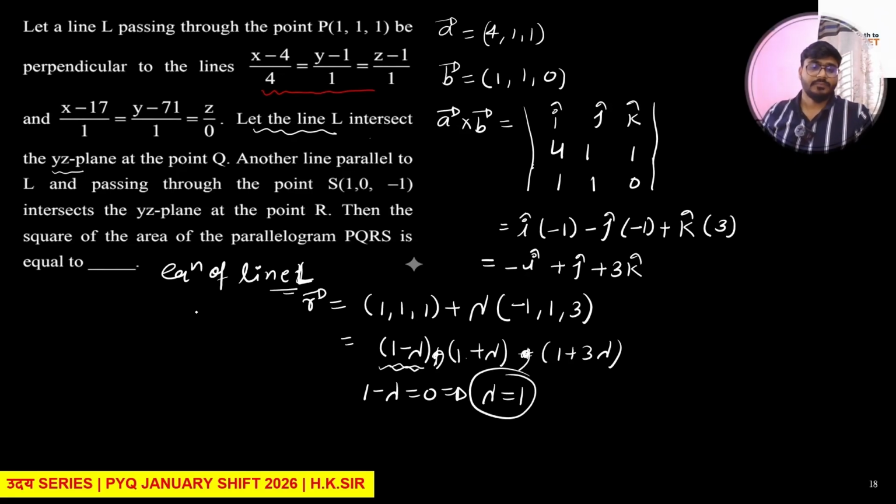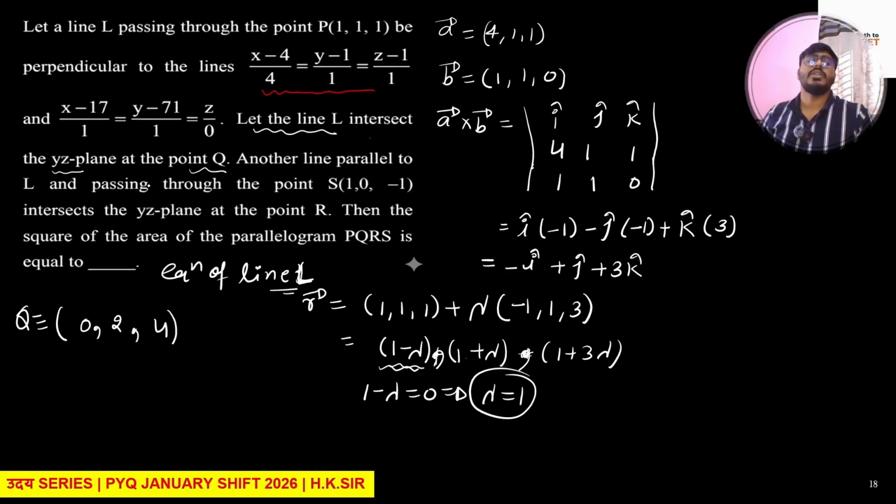So now it intersects at point Q. Put lambda equal to 1 here. So this is 1 minus 1, 0, comma 1 plus 1, 2, comma 1 plus 3, 4. So this is point Q.